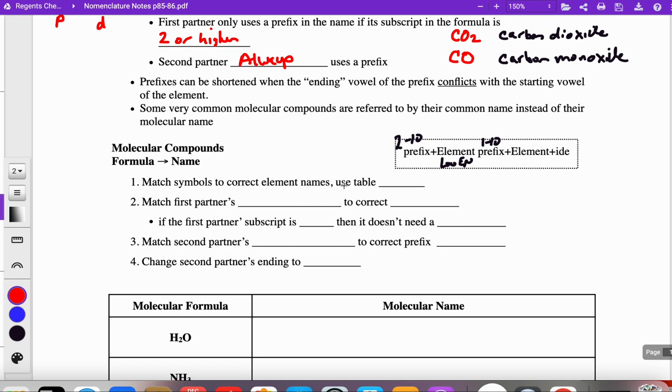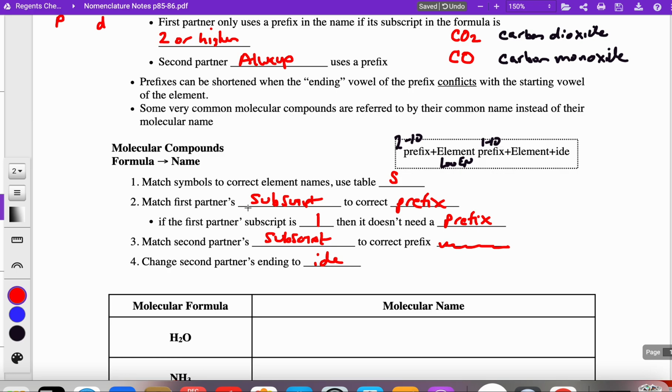So we're going to just keep going with the same sequence. Match symbols to the correct element names. Don't guess. Use table S. Match the first partner's subscript to the correct prefix name. If the partner's subscript is 1, then it doesn't need a prefix, so no prefix. Match the second partner's subscript value to the correct prefix. Change the second partner's ending to IDE.